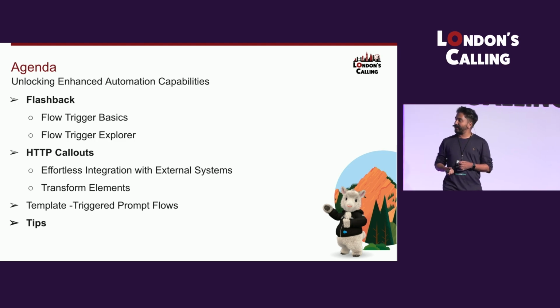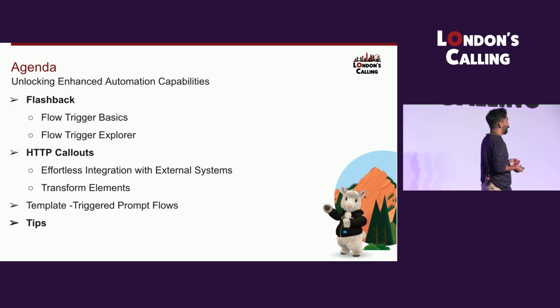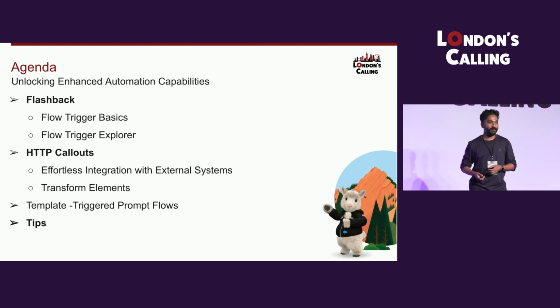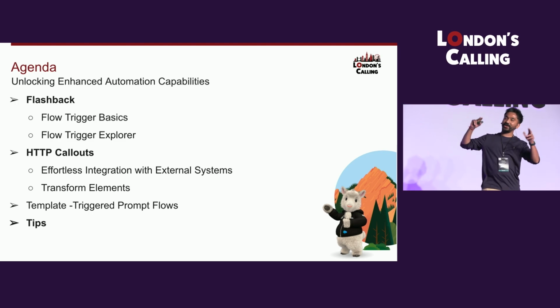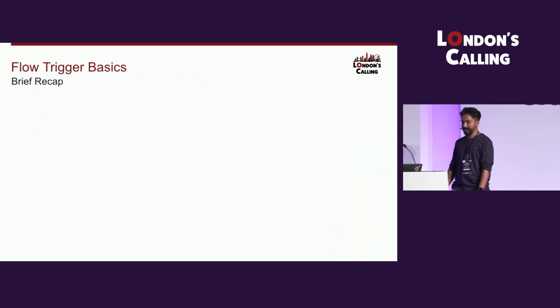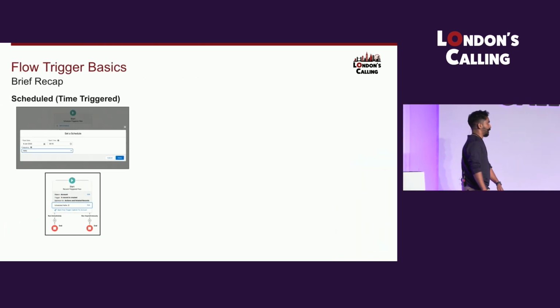And then the final part will be template-triggered prompt flows, which I didn't have initially planned, but everything is now AI, Prompt Builder. I thought people would be happy if I sneaked in a couple of discussions about prompt-based flows. The basic one is a template-triggered prompt flow. I thought it still categorizes as Flow Trigger stuff, though. So yeah, perfect.